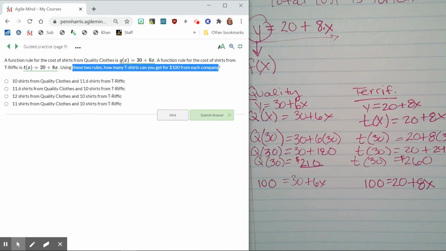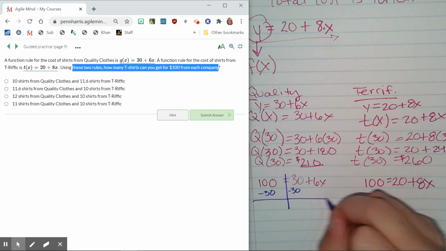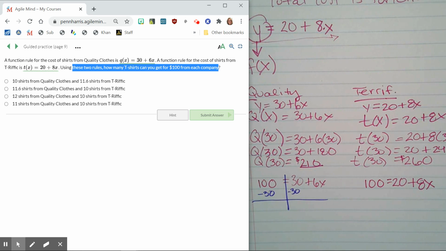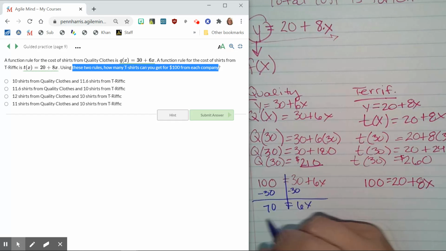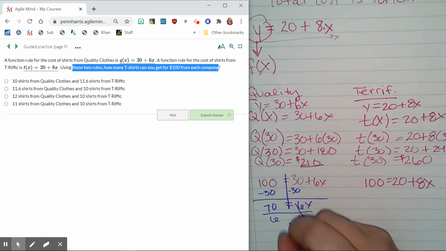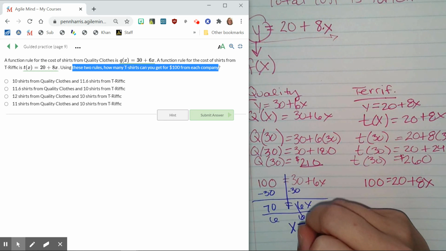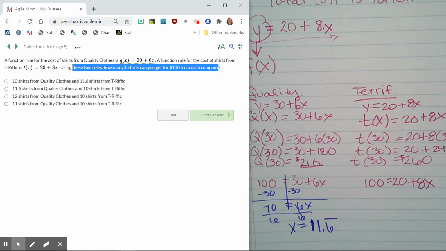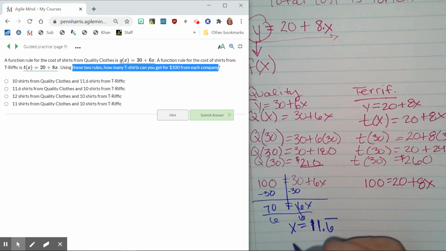So I'm going to minus 30 on both sides. And I get $70 equals 6x. Divide both sides by 6. And we get x equals 11.6 repeating t-shirts. Well, here's the thing, guys. Can I order 11.6 t-shirts? No. If I go up and order 12 t-shirts, I'd be over the $100. So we have to round down and say from Quality T-shirts, we can get 11.